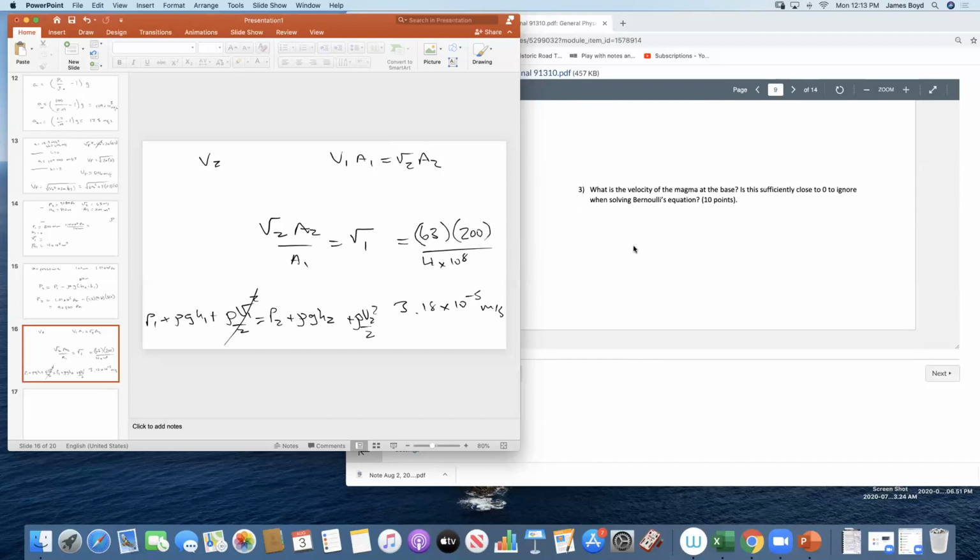Question 3. Is the velocity of the magma at the base sufficiently close to 0 to ignore? Yes. If you go back to the problem where the guy shot the water barrel, it talked about how the water level drops so slowly as the water flows out of the bullet hole that it's essentially 0. That's what we're saying. So we can ignore the V1 term. We also know that H1 is 0, so we'll ignore that term.